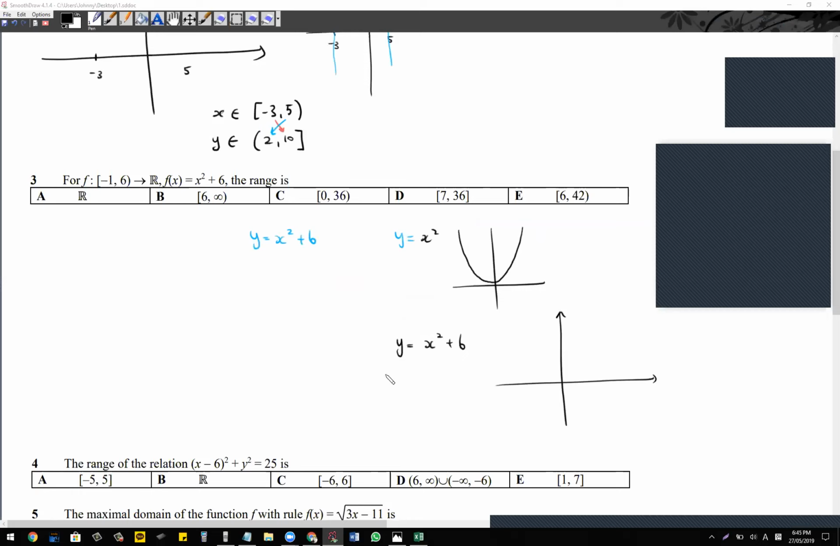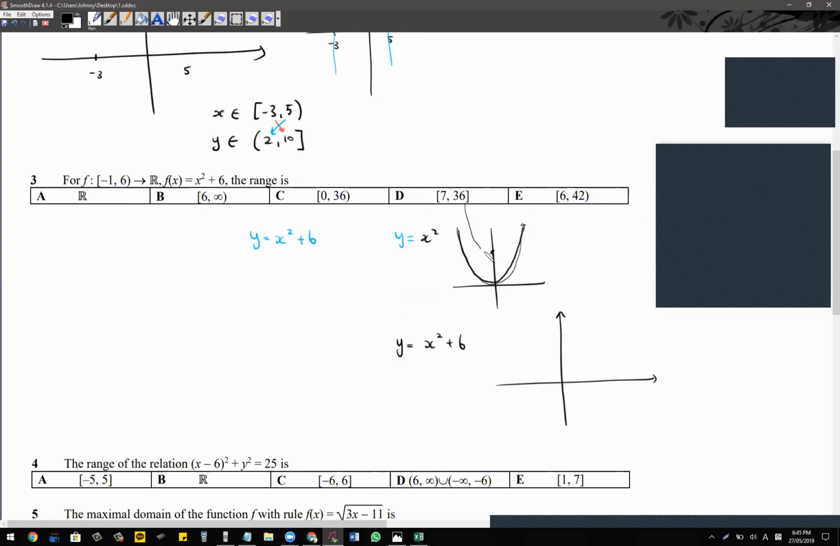So let me just give you some clue. This one is x squared plus 6. So it's this curve either moving up by 6, so you get this one, or moving to the right, or moving to the left by 6, or moving down by 6. Okay? So the answer is, like you guessed, it's moving up by 6. So the answer is this one here. So that's the shape of this function here.